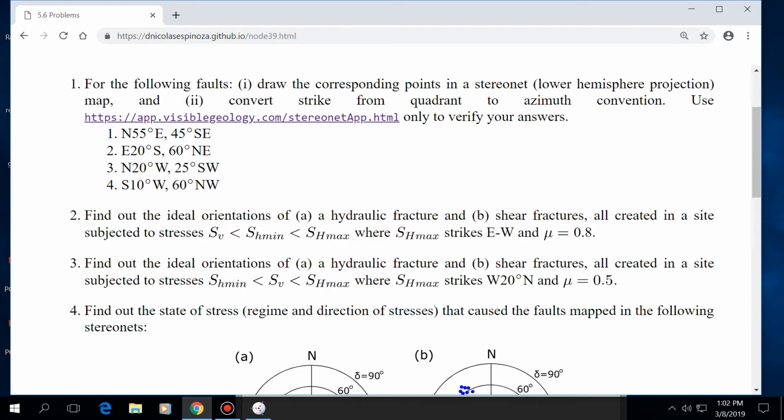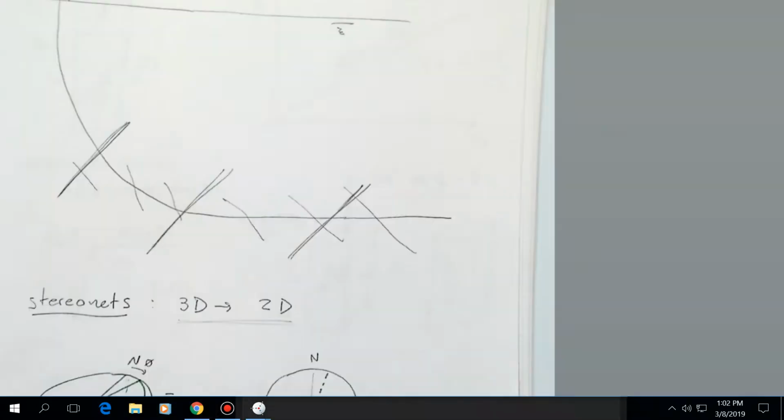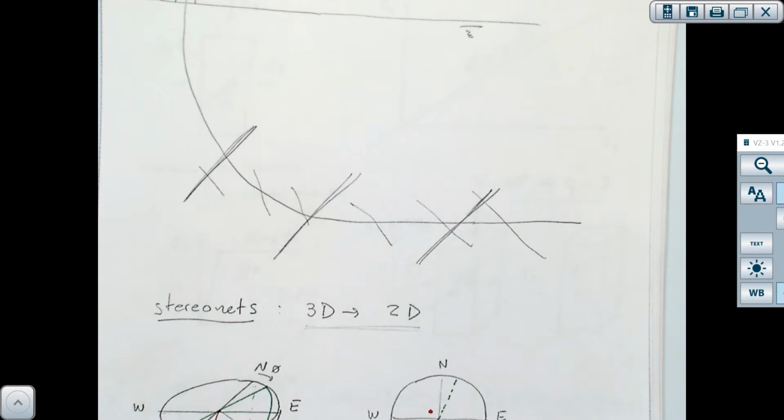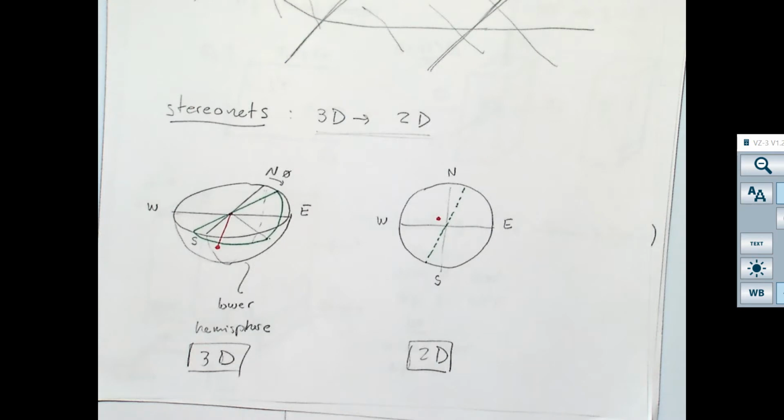I also suggest that for each problem, from each of these 4, you start drawing the stereonet, okay? I don't know if you remember quite well how to work with stereonets, but here you have an example. I'm going to suggest that if you need, you can use some visual aid, now in the homework and also in the exam.